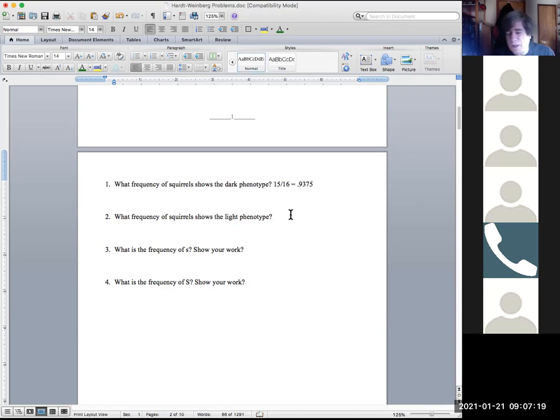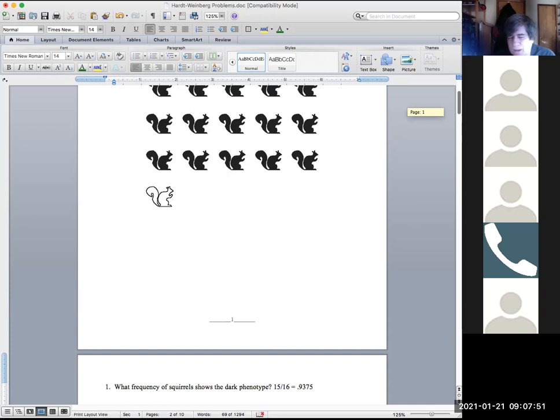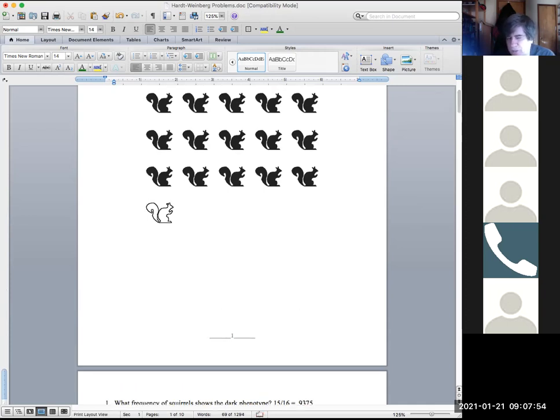So that doesn't guarantee we have the right answer, but at least we know we didn't do something wrong in the sense that we got a number too big or too little. What's the frequency of squirrels that shows the light phenotype? Well, this is 1/16, or if we put it into our calculator, we'll get 0.0625. Now, notice we can do this simply by counting the fact that there's one light-colored squirrel out of 16 in the population. But there's a second way that we can do this.